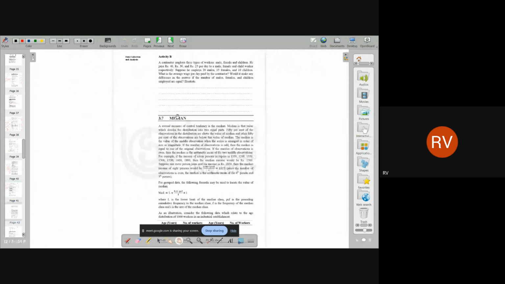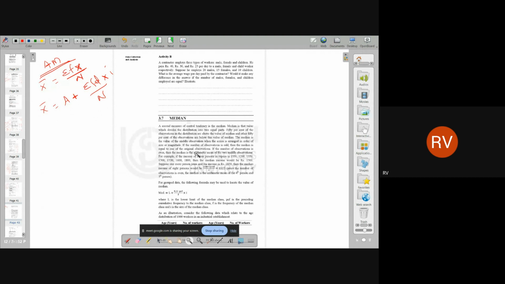The next average is the median. The first is the arithmetic mean. There are two methods for finding the arithmetic mean. The first formula is sigma fx by n. The second formula is A plus sigma fd by n into i.